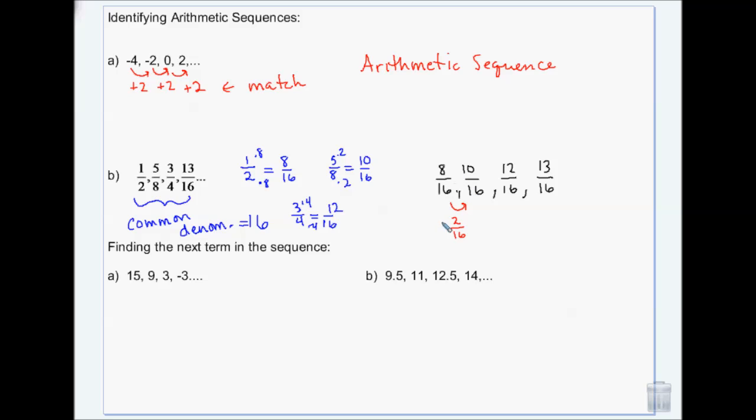So each time here I'm adding 2/16. Here I'm adding 2/16, and then here I add 1/16. This doesn't match, so this is not arithmetic. In order to be arithmetic, they all have to match.